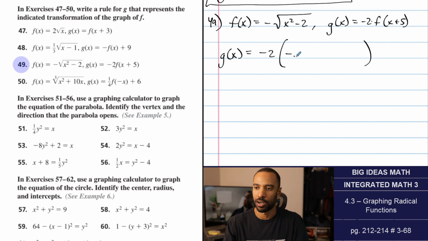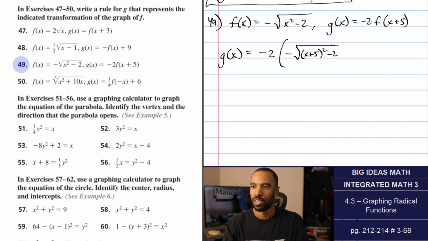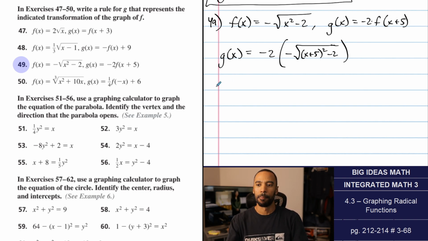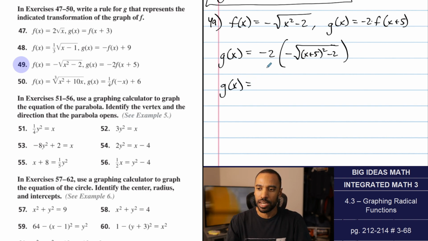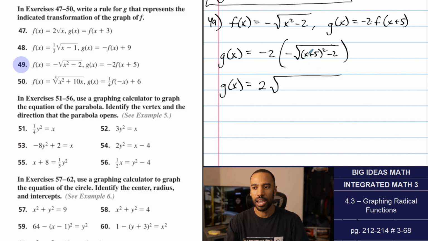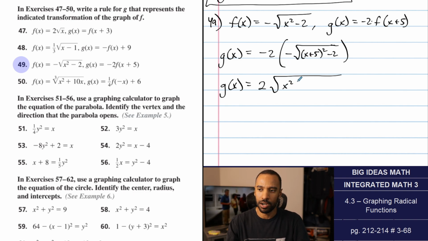So there's a negative here. There's square root of x plus 5 taking x's place, like that. Oh, and that's it. But we still have more to clean up here. So first of all, the negative 2 times negative 1 is a positive 2. And there's the change there. Nothing else, but there's no negative on the outside. We got to expand this. This will be x squared plus 10x plus 25.